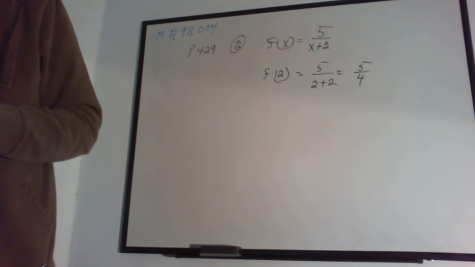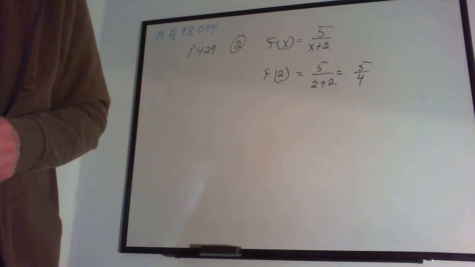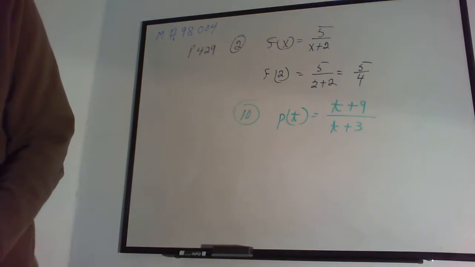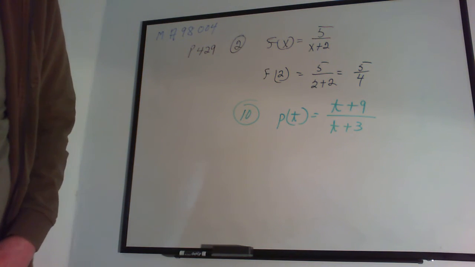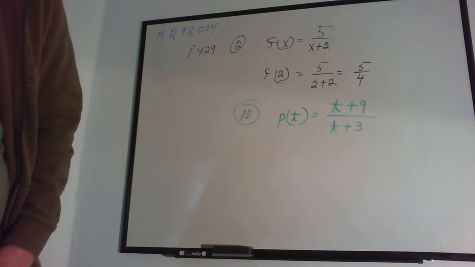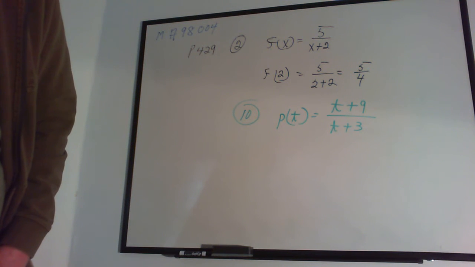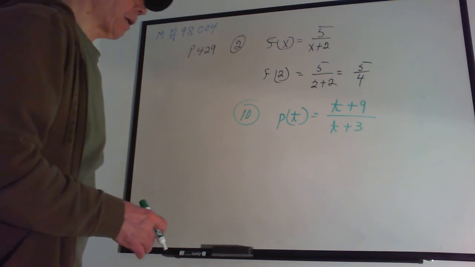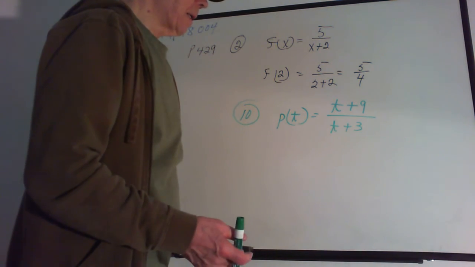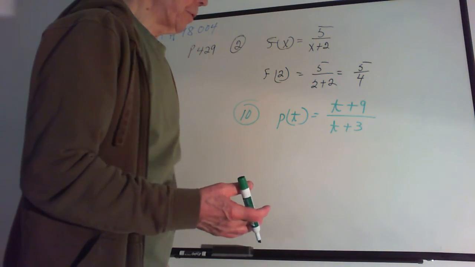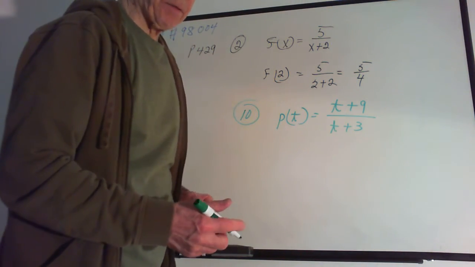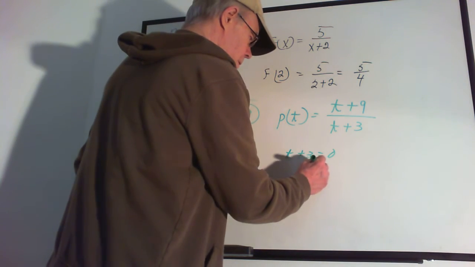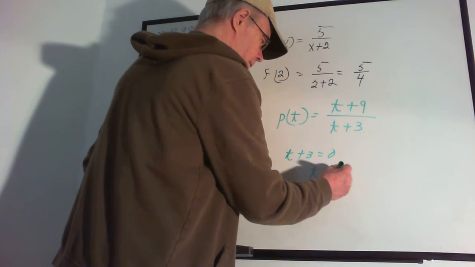All right, take a look at number 10. They want to know what is the domain. Now they ask you for the domain in set builder notation. You can forget about that. So write the domain in interval notation. What they want to know is the domain is going to be all numbers except whatever makes that denominator equal to 0. So t plus 3 equals 0 when t is equal to negative 3.